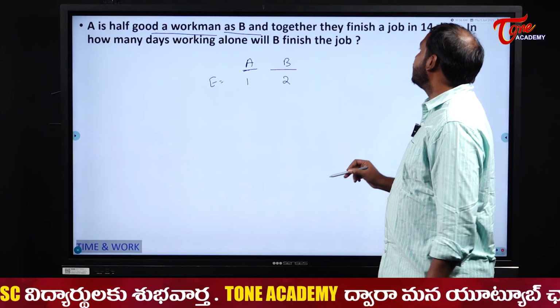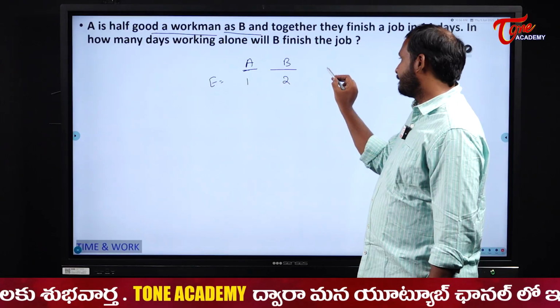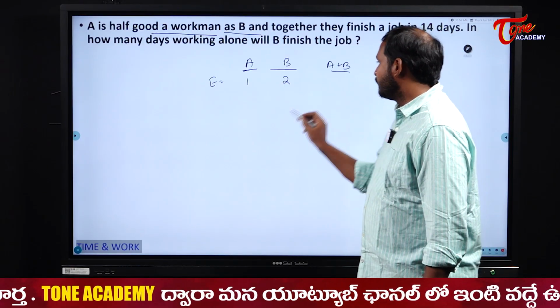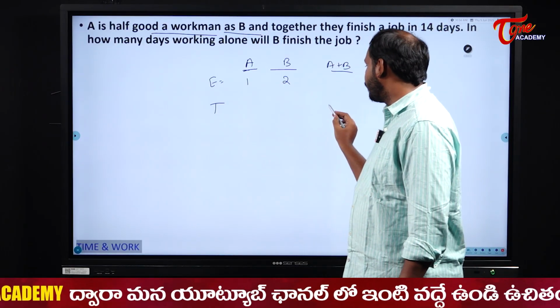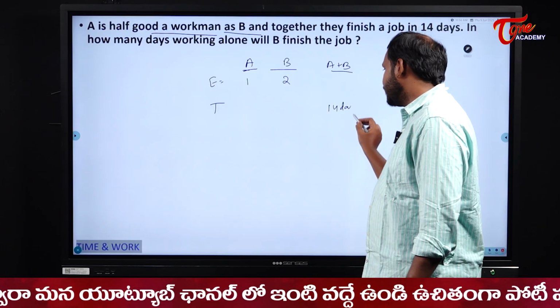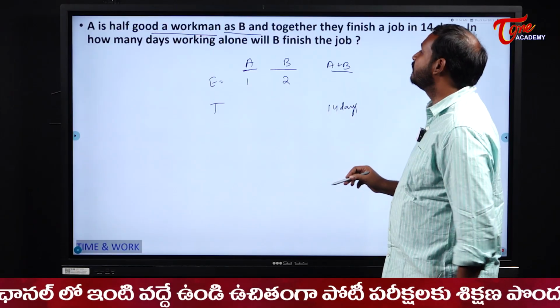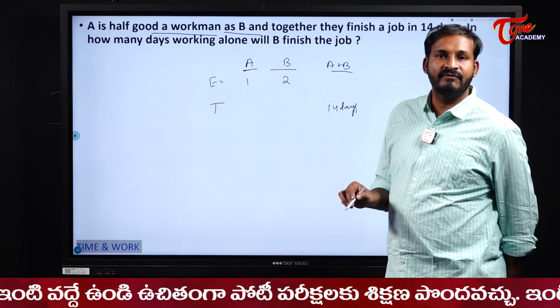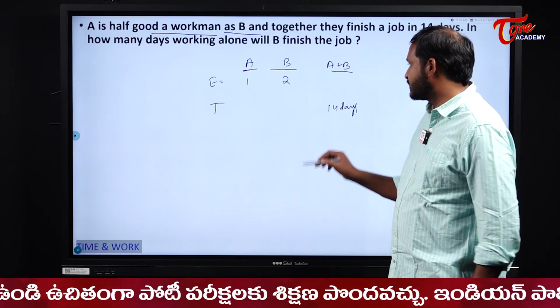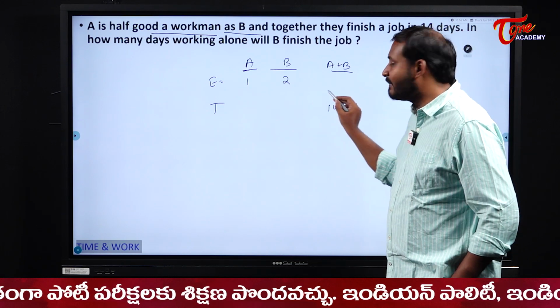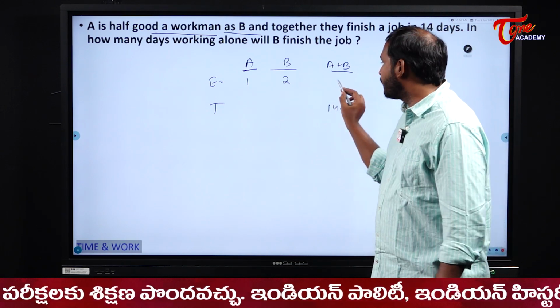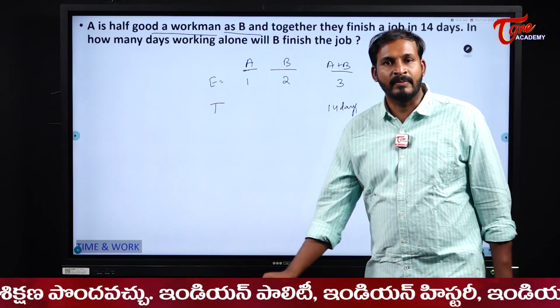Next, together they finish the job in 14 days. A and B, what is the time taken by them together? 14 days. This is the data given for us. Now, in how many days working alone will B finish the job? That is the question for us. Now see here, what is the combined efficiency of A and B? 1 plus 2, what it becomes? 3.